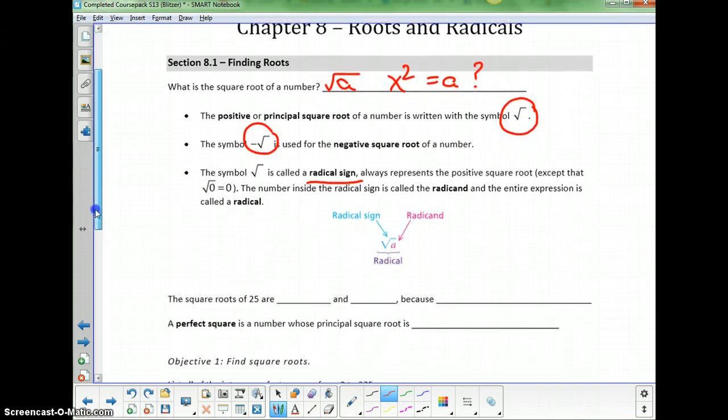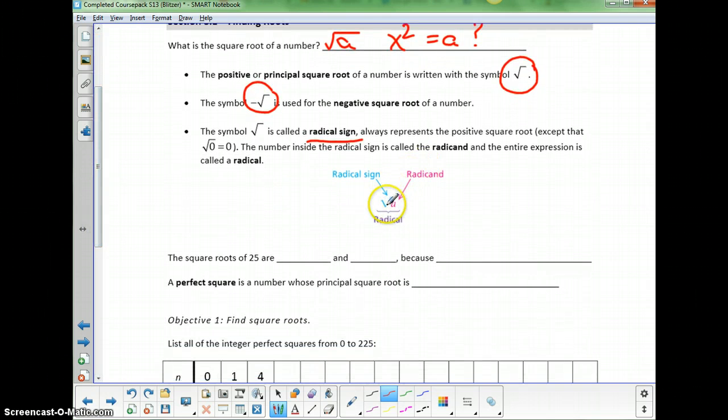And some more words right here. We have the radical sign. The number inside is the radicand, and the whole expression is called a radical. So I'm looking at square root 2. I could call that radical 2 as well. The radicand is 2, and the radical symbol is this symbol right here.